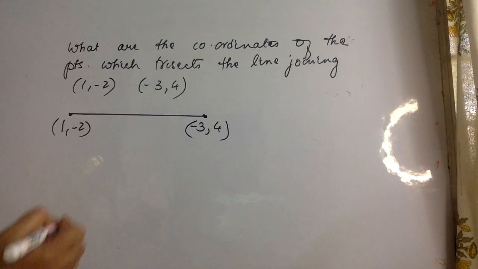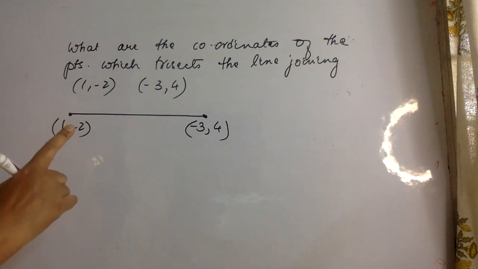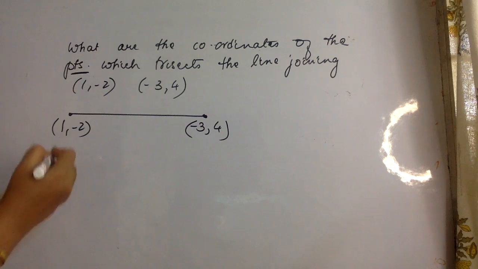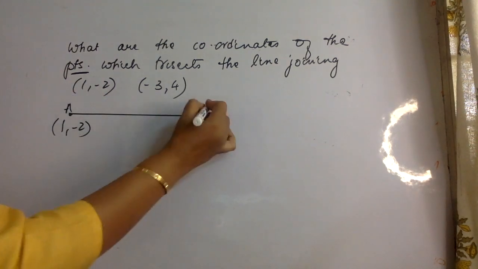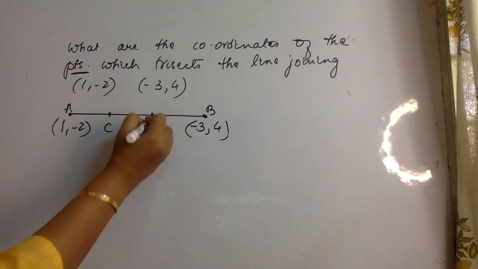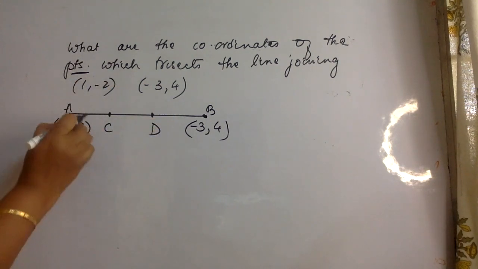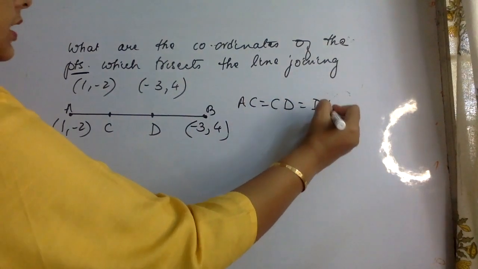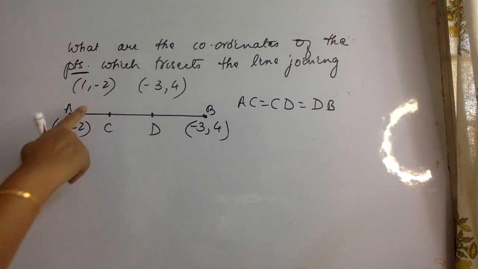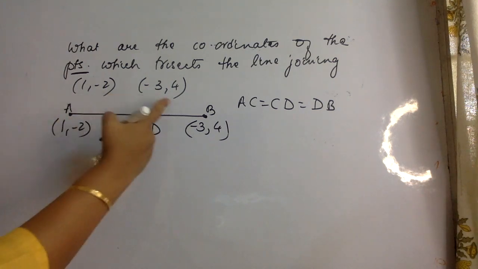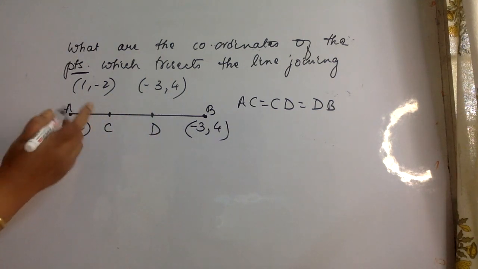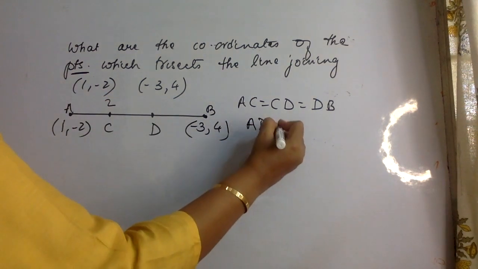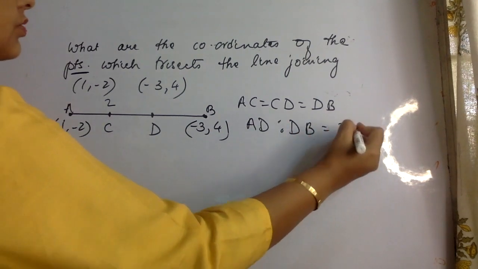Okay, now here is the question. They are asking for the coordinates of the points which trisect, remember the points, which trisect the line joining this and this. Okay, so what we will do, we'll name it A and B, and then here is C and here is D. Now since they have told trisects, that means AC is equal to CD is equal to DB. That is the meaning of trisection. Means each one of them is 1:1:1. So if I take AD, the ratio of AD is to DB, that is equal to 2:1.